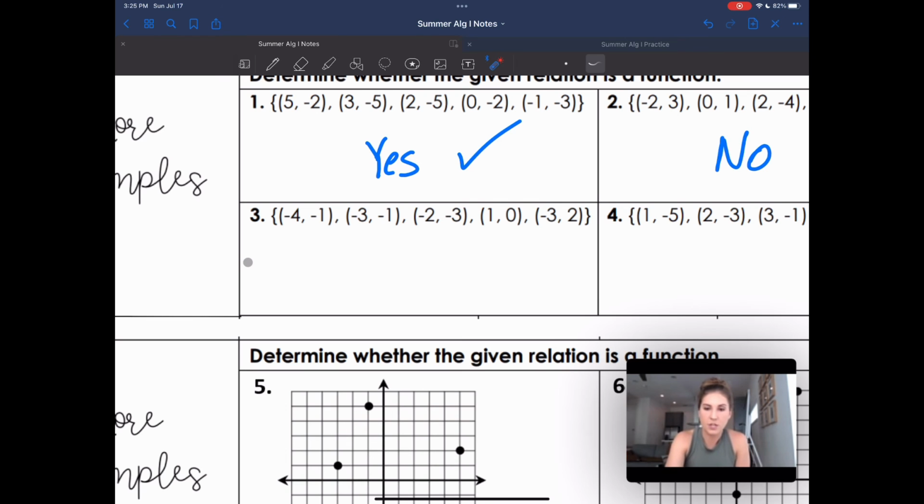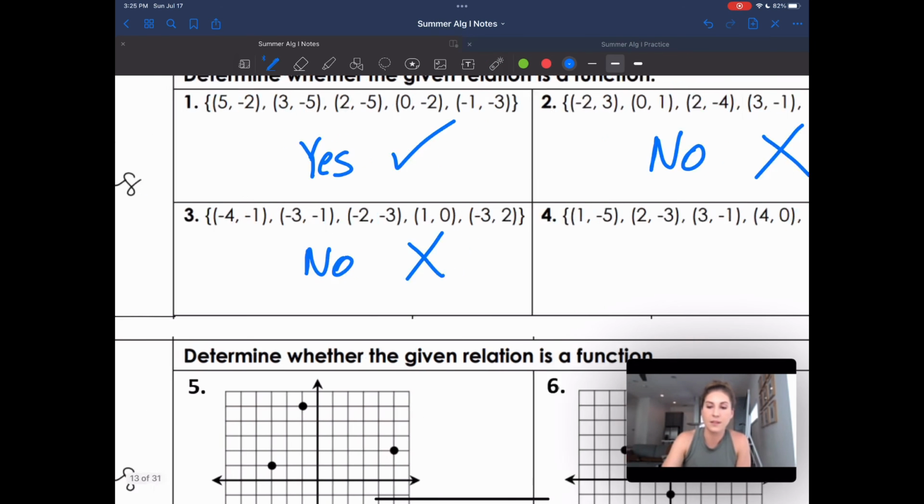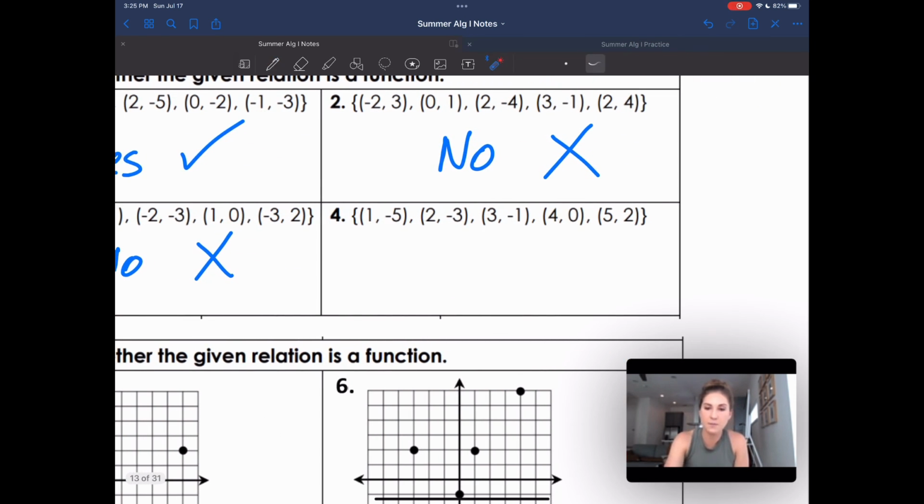Number 3, let's check them. We have a -4, -3, -2, 1, and -3. You gotta have a good eye for these things. -3 is being mapped to -1 and also 2. That can't happen in a function, so nope. Let's check our last one. Let's skim through here. We've got a 1, 2, 3, 4, 5. We're good there. Yes, this would represent a function.